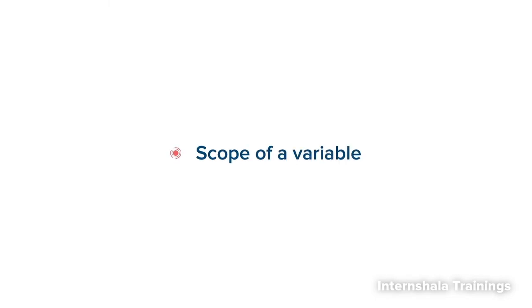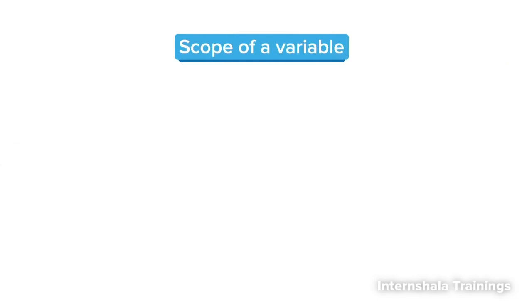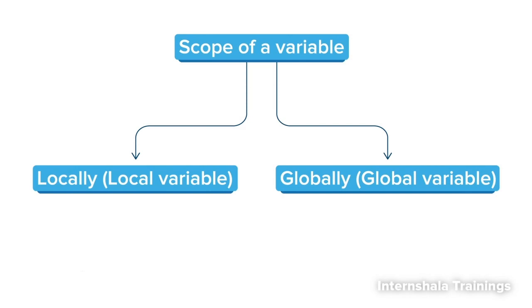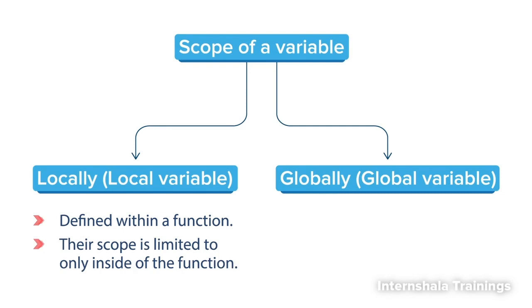Next, we have another concept, scope of a variable. It means how a variable is defined in a function, and depending on the way it is defined, the variable behaves differently. There are two ways in which a variable is defined in a function, that is, locally and globally, and we call the variables in such cases local and global variables respectively. When a variable is defined within the function, it is called a local variable, and in such cases, the variable is available only inside that function.